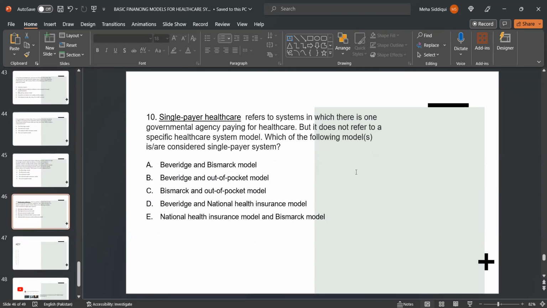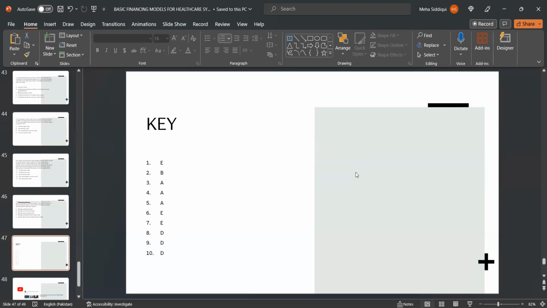MCQ number 10. Single payer healthcare refers to a system in which there is one government agency paying for healthcare, but does not refer to a specific healthcare system model. Which of the following models is considered a single payer system? Beveridge and Bismarck, Beveridge and out-of-pocket, Bismarck and out-of-pocket, Beveridge and national health insurance model, or national health insurance model and Bismarck model. D is the right option. Beveridge and national health insurance model. These two models are also known as single payer models, as the government is the sole payer in these models. So this is the key of the MCQs.